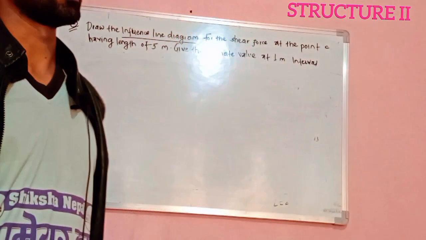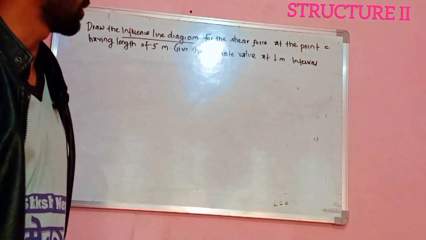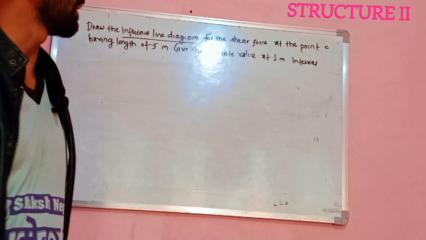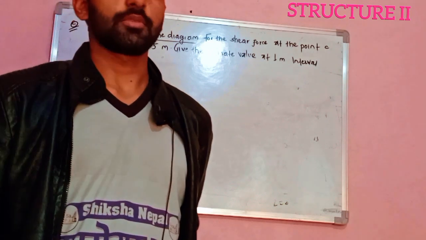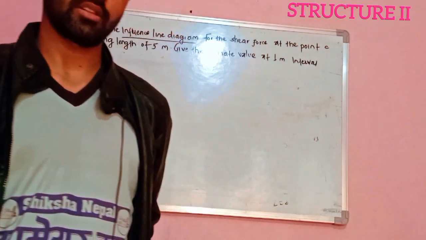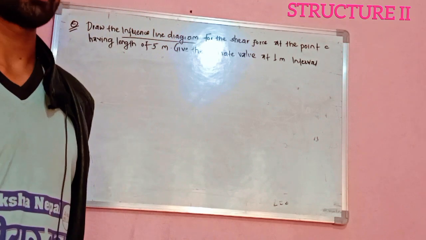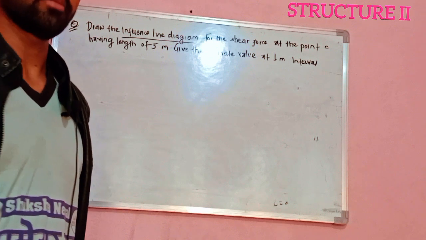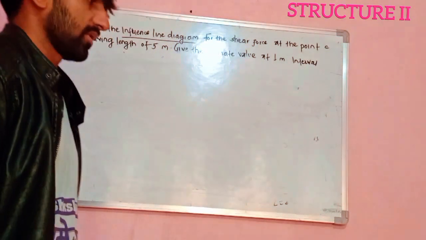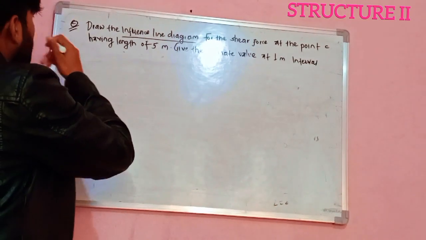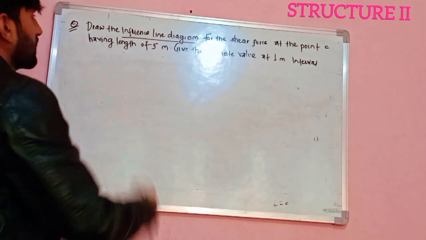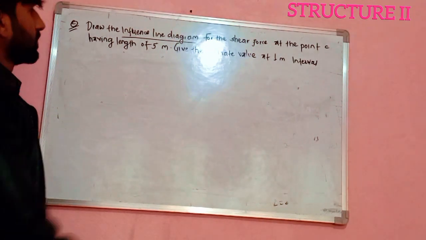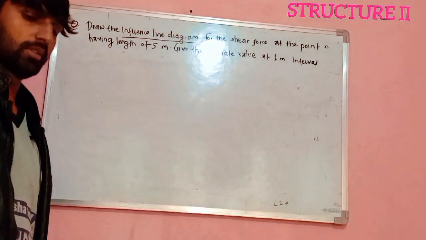So let's begin. I have written one question and I'll solve this ILD question. At the same time, I'll be telling you the concepts that we need while solving ILD problems of indeterminate structures. So the question is: draw the influence line diagram for the shear force at the point C, for a beam having length of 5 meter, and give the ordinate values at 1 meter interval.